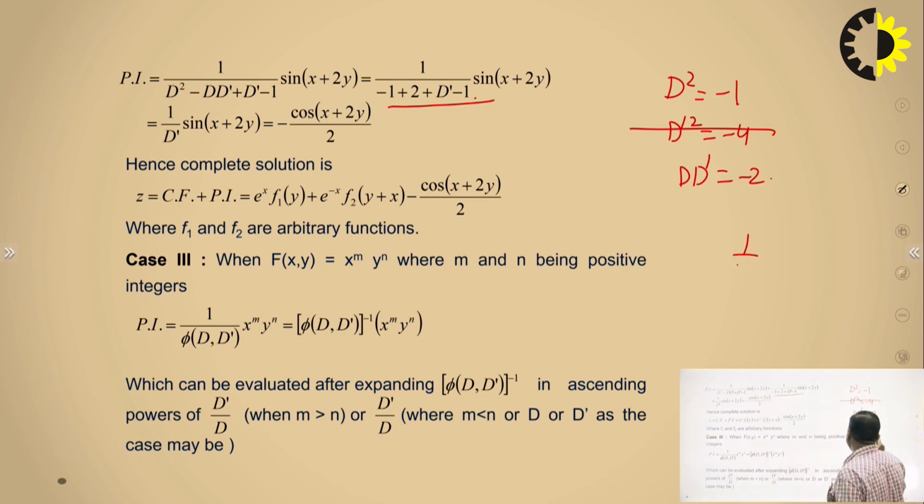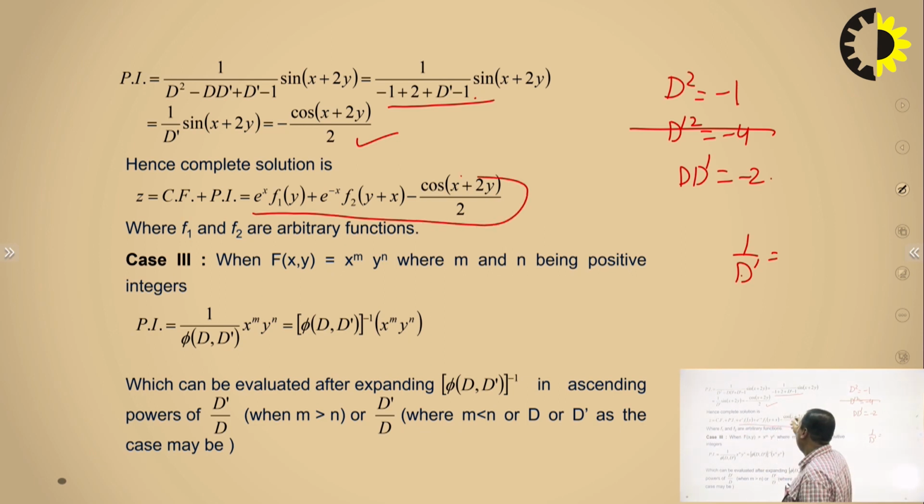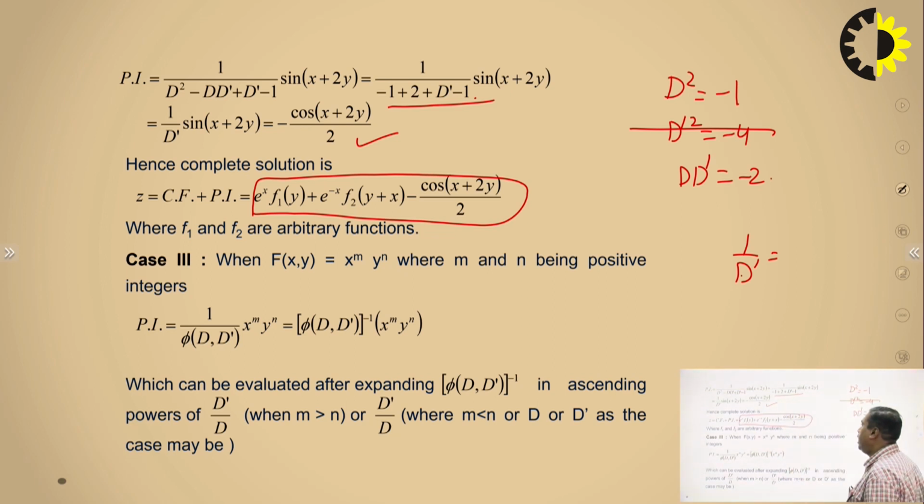1 upon D means integration, and 1 upon D dash means integration with respect to y. So integrating with respect to y, we get minus cos x plus 2y divided by 2. Integration with respect to y. Therefore, the solution becomes e to the power x f1 y plus e to the power minus x f2 y plus x minus cos x plus 2y.